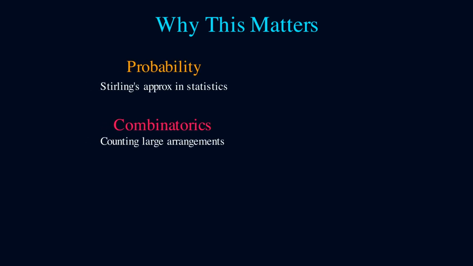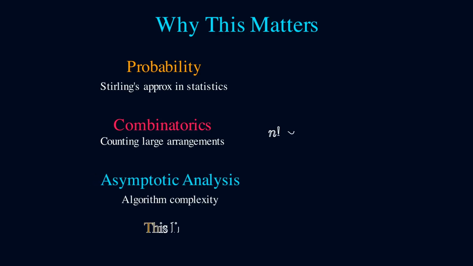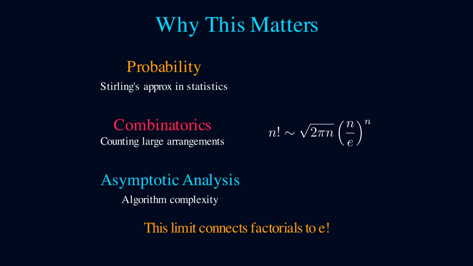This problem connects several important mathematical concepts. Factorials, which count permutations and appear throughout combinatorics. Nth roots, which measure geometric averages. Limits, which describe behavior at infinity. And Stirling's approximation, which bridges discrete and continuous mathematics.